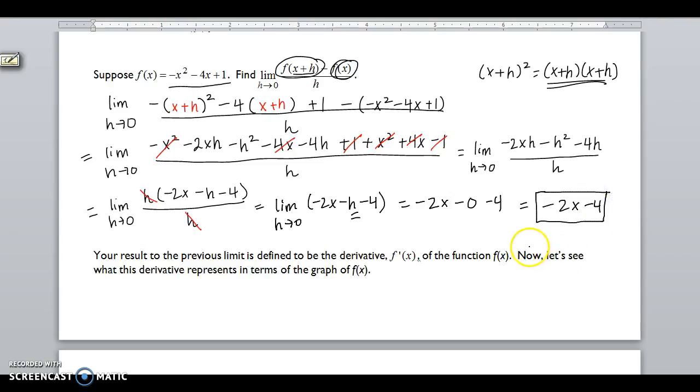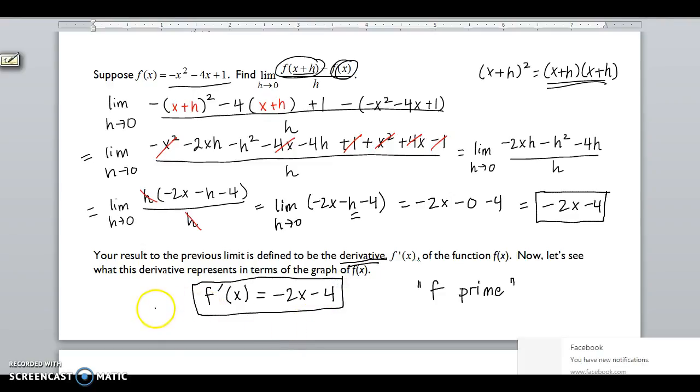So that equation represents the slope of the tangent line at any point x. So if I actually want to find the slope at like x equals 1, I would have to plug in an x value there. So this is called the derivative of the function f of x. When we write that, you write it like f apostrophe of x equals negative 2x minus 4. But when we actually say it, we call it f prime. So f prime is the derivative, and this is its equation. All right.